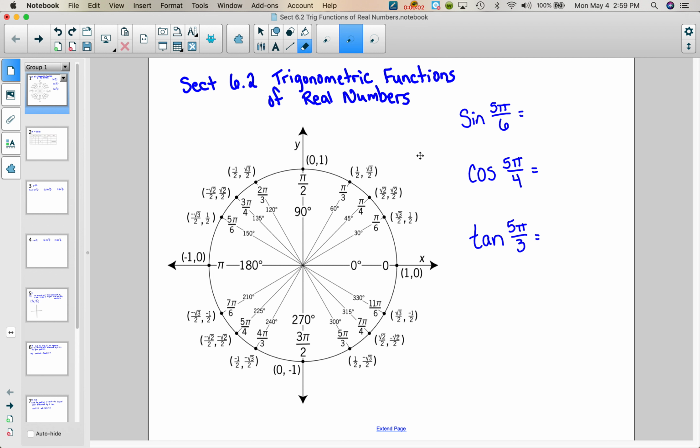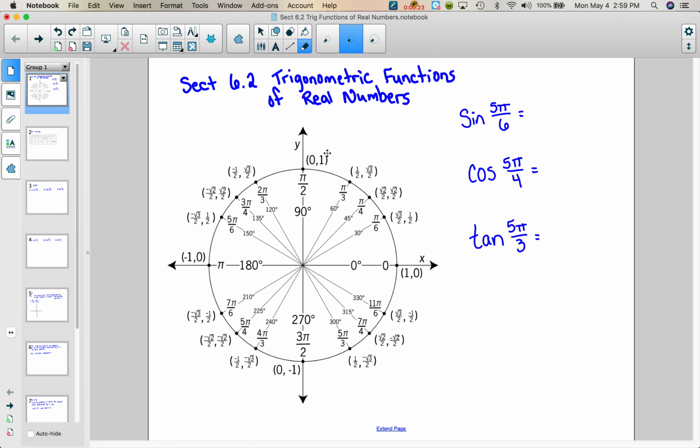So today we're going to talk about how you use your unit circle to solve trig questions. And this is trigonometric functions of real numbers. You're going to notice in what we do with the remaining time we have left with trig functions, we're going to be dealing with radians and not degrees. So that's the real numbers part.